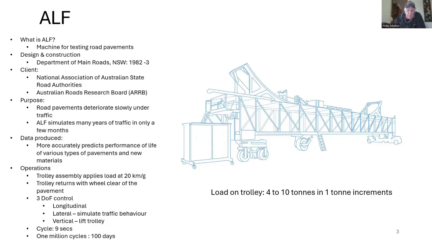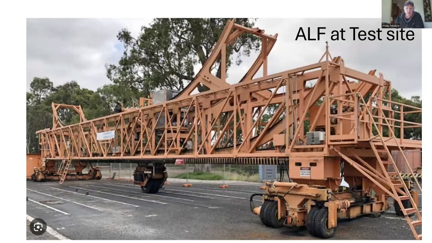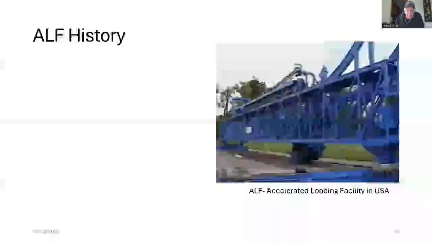So the overall cycle of loading and returning was about 9 seconds, and it could complete 1 million cycles in about 100 days. So this is what ALF looked like on a test site, ready to go and do some testing. So you can see some pavements already marked up, some test strips, and it was moved from one area or one lane to the other.